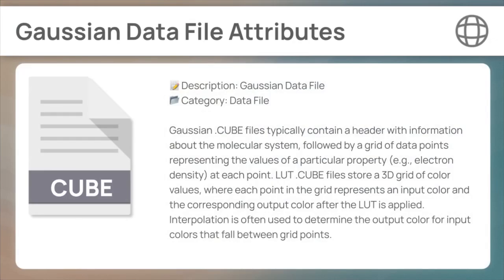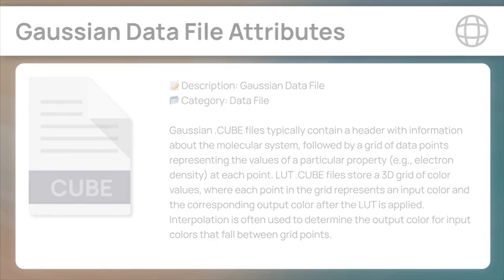Gaussian CUBE files typically contain a header with information about the molecular system, followed by a grid of data points representing the values of a particular property, e.g. electron density, at each point. LUT CUBE files store a 3D grid of color values, where each point in the grid represents an input color and the corresponding output color after the LUT is applied. Interpolation is often used to determine the output color for input colors that fall between grid points.